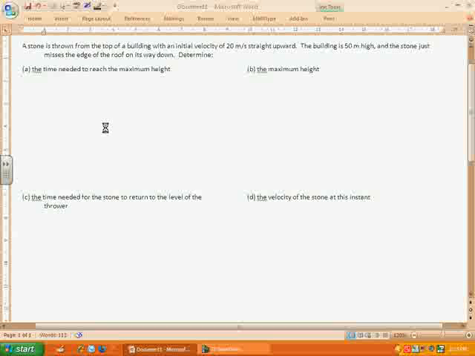Okay, so let's start off by reading the question, which says we've got a stone that's been thrown from the top of a building. So I'm going to go ahead and draw a picture because I work better with pictures. So I've got a picture. There's my building. Stone is thrown upward with a velocity of 20 meters per second.